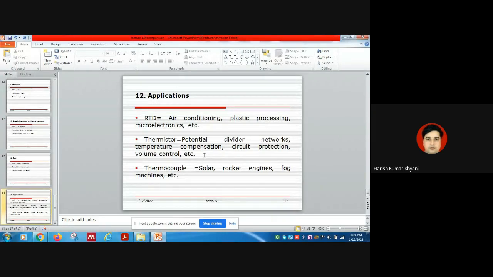Whereas the thermocouple is mainly used for applications where we want the temperature at a particular point, right? In case of solar, this finds a lot of application, and in industries like rocket engines, fog machines, etc. This device finds a lot of applications.